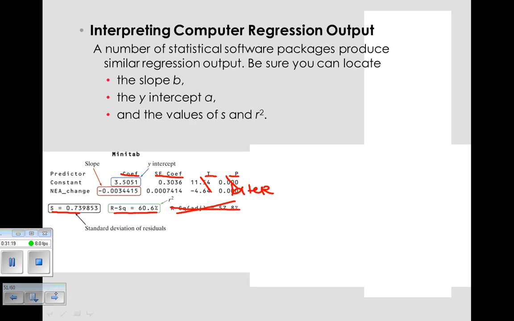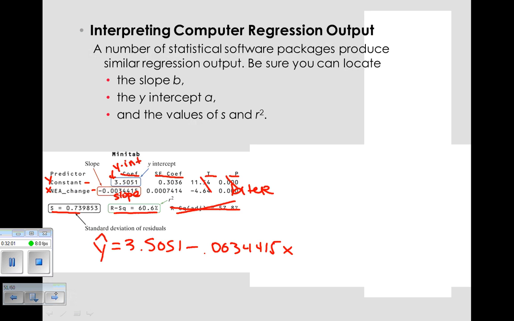Now you're going to have the constant and the NEA change. This one is going to be your x, this one is going to be your y. So this is your slope right here with the x, and this is your y-intercept, the constant. So I'm going to have y hat equals 3.5051 minus 0.003445 x. And you have to be able to write that.